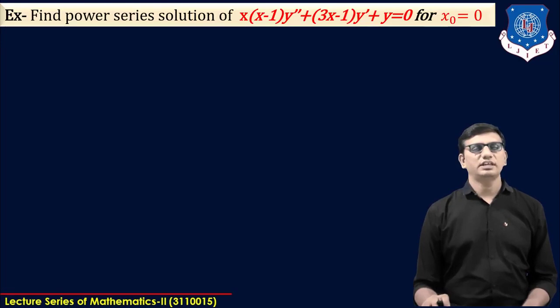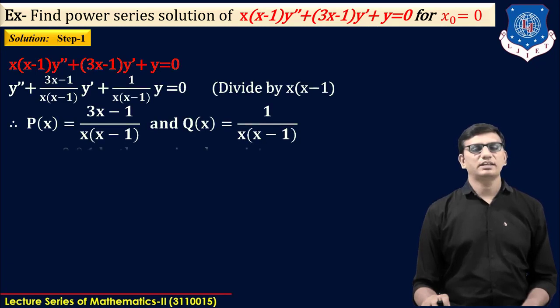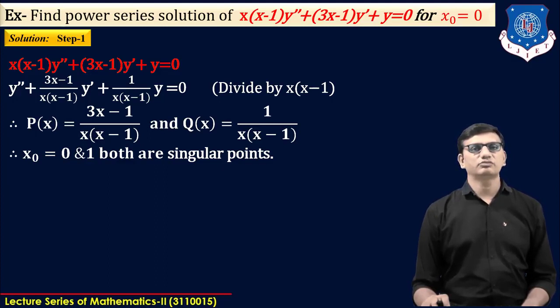Here our example is x(x - 1)y'' + (3x - 1)y' + y = 0. We have to find the power series solution about x0 = 0. First of all, we will check whether x0 is a singular or ordinary point. Here we will follow these steps. Dividing our differential equation by x(x - 1), we get p(x) = (3x - 1) upon x(x - 1) and q(x) = 1 upon x(x - 1).